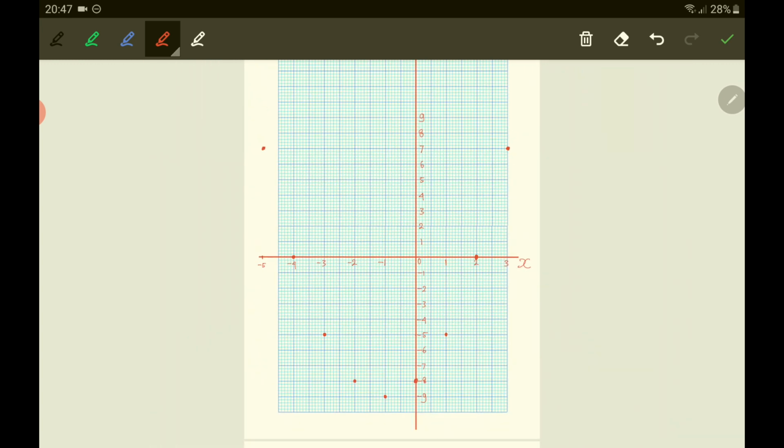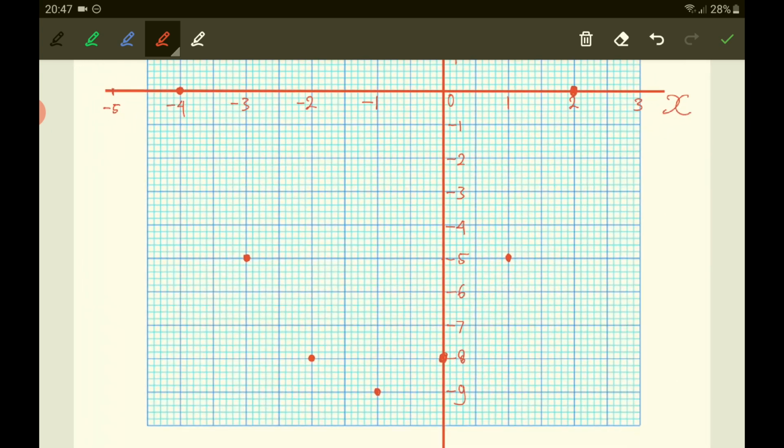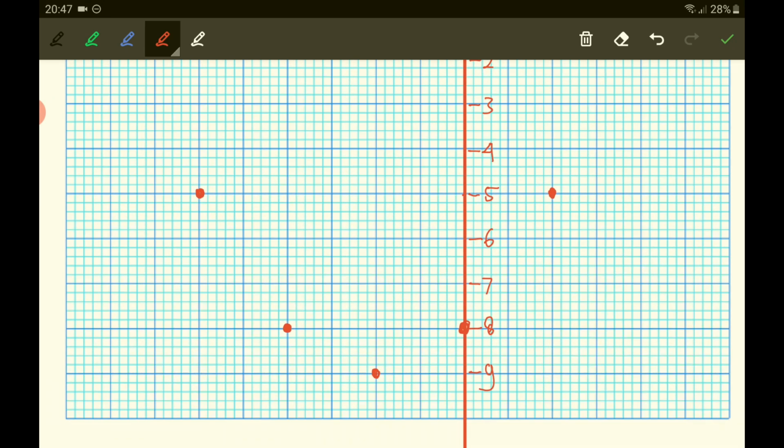Let's zoom out so you can see it's a quadratic equation, so it will curve. The next challenge is how to join the dots. Here I will try to join the dots. I'll do my best. All right, looking good.